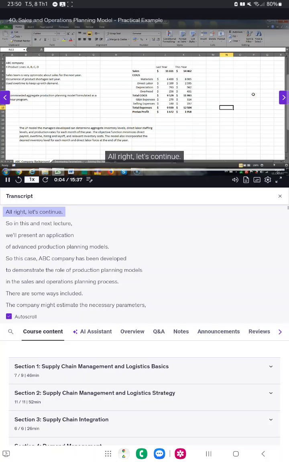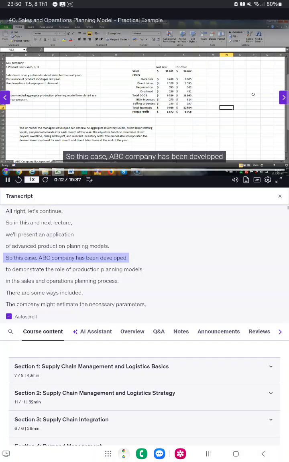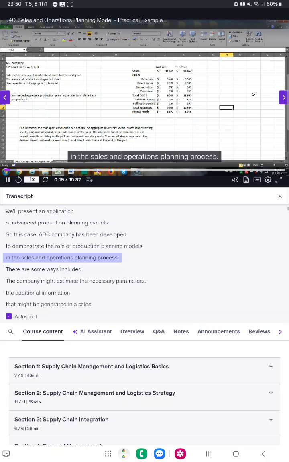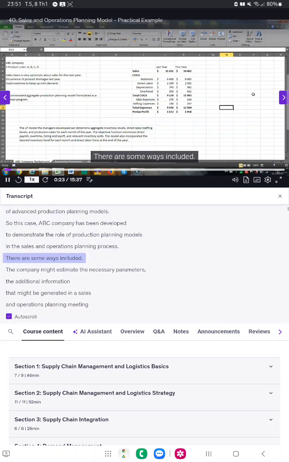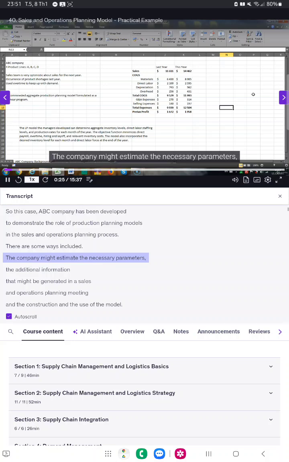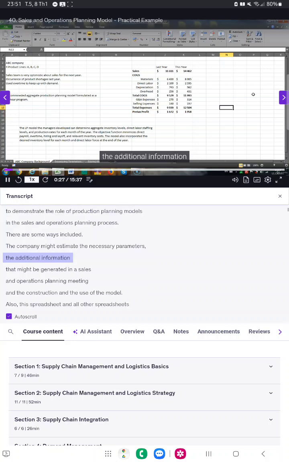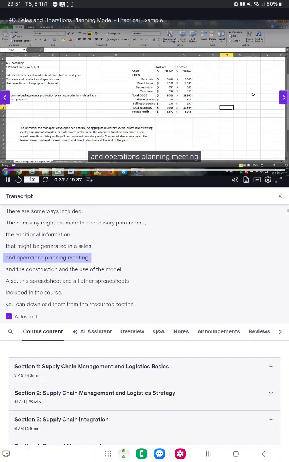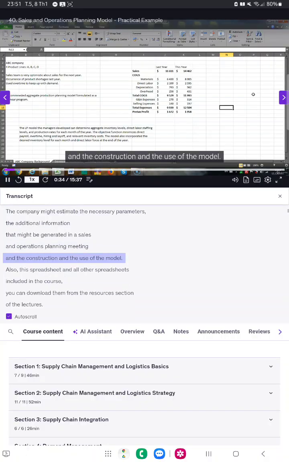Alright, let's continue. So in this next lecture we present an application of advanced production planning models. This case, ABC company, has been developed to demonstrate the role of production planning models in the sales and operations planning process. There are some ways included that a company might estimate the necessary parameters, the additional information that might be generated in a sales and operations planning meeting, and the construction and the use of the model.